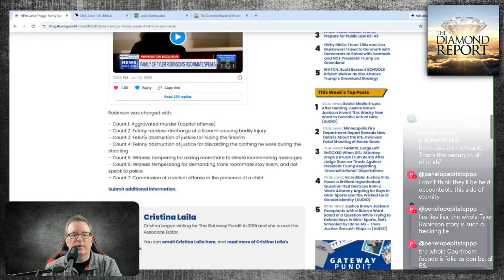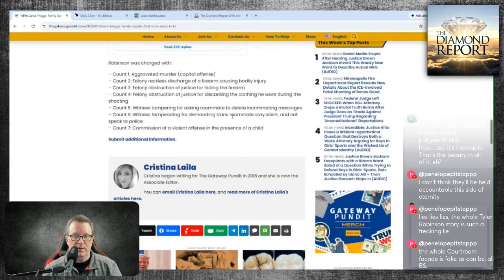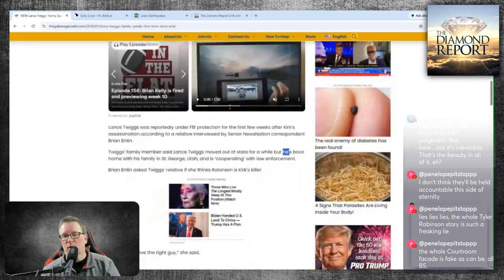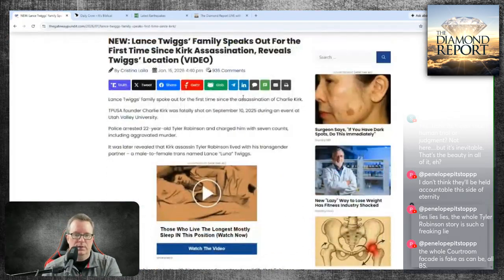Robinson was charged with 7 counts here. Aggravated murder, felony reckless discharge of a firearm causing bodily injury, felony obstruction of justice for hiding a firearm, felony obstruction of justice for discarding the clothing he wore during the shooting, witness tampering for asking his roommate to delete incriminating messages, witness tampering for demanding his trans roommate stay silent and not speak to the police, and commission of a violent offense in the presence of a child. Those are the 7 counts that Robinson is facing, if you didn't know. But yeah, a little update on Lance Twiggs.